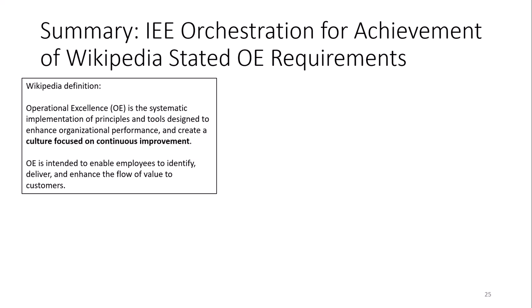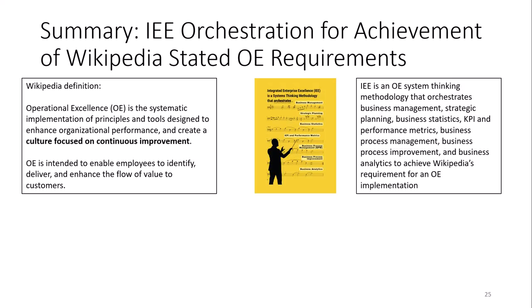Wikipedia's definition again: operational excellence is a systematic implementation of principles and tools designed to enhance organizational performance and create a culture focused on continuous improvement. OE is intended to enable employees to identify and deliver enhanced value to customers. IEE is an OE systems thinking methodology that orchestrates business management, strategic planning, business statistics, KPI and performance metrics, business process management, business process improvement, and business analytics to achieve Wikipedia's requirements for an OE implementation.